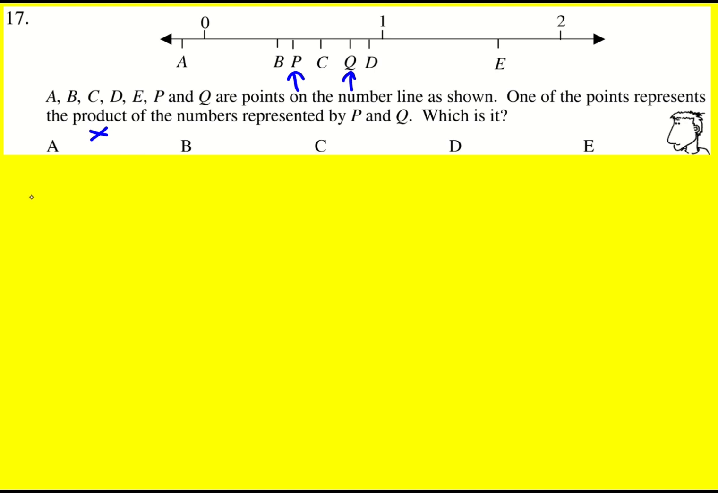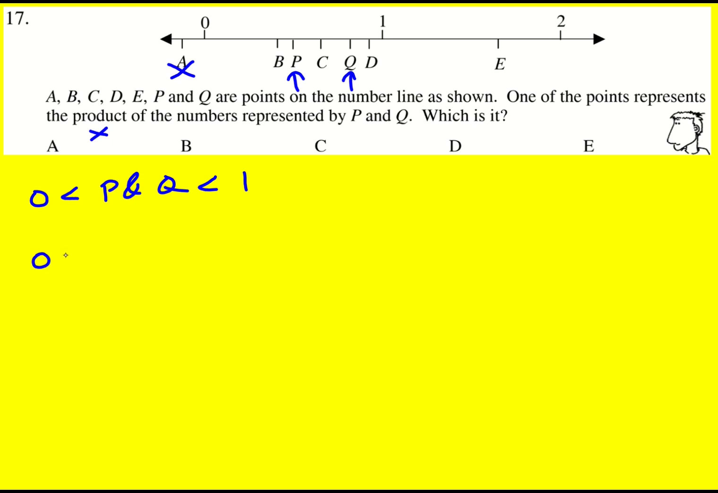Right, P and Q are greater than 0, but less than 1. And this has some consequences. For example, when we multiply them together, we're going to get another positive number. So A is out. And let's think about the other consequences.